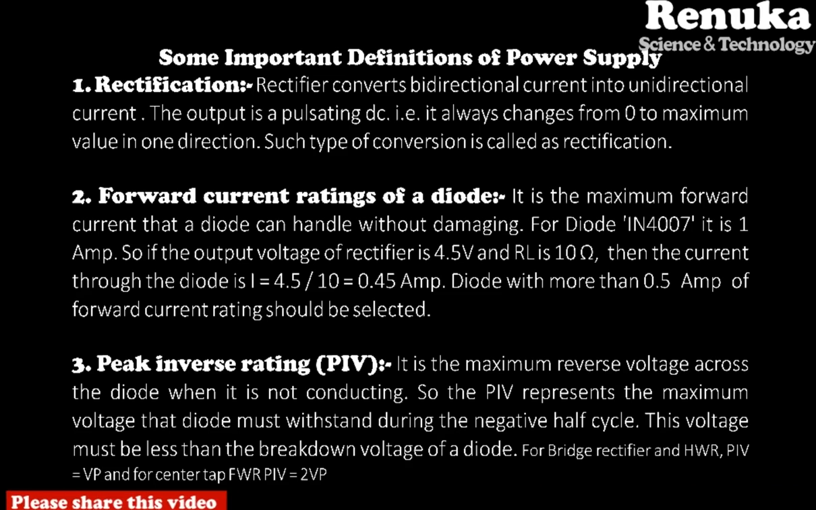So if the output voltage of the rectifier is 4.5 volt and suppose the load resistance connected is 10 ohm, then the current through the diode can be calculated as I equals 4.5 volt divided by 10 ohm, that is 0.45 amperes. So a diode with more than 0.5 amperes of forward current rating should be selected. It means the diode's capability to withstand this maximum current should be higher. So that is known as the forward current rating of a diode.